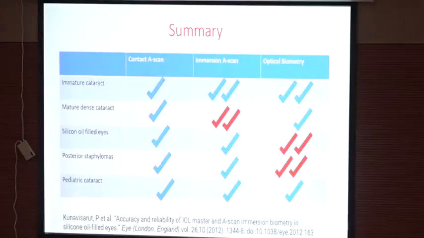So to summarize, for immature cataracts, we can use all these options, but immersion A scan and optical biometry can be preferred. For mature dense cataracts, immersion A scan would be the method of choice. In silicone-filled eyes and posterior staphylomas, optical biometry would be the better option. And in pediatric cataracts or in doubtful cases, it's always better to use a combination to confirm the axial length.